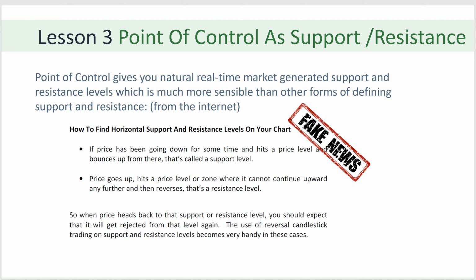Well, if price has been going down for some time and it hits a price level and bounces up from there, that's support level. Not necessarily. If price goes up, hits a price level or zone where it cannot continue upward any further, then reverses, that's a resistance level. When price heads back to support or resistance levels, you should expect that it will get rejected from that level again. The use of reversal candlestick trading on support resistance levels becomes very handy in these cases.